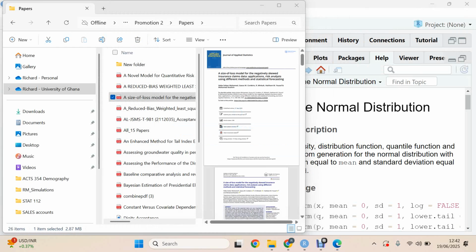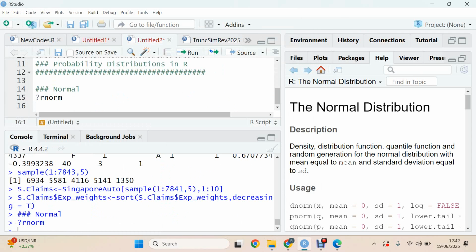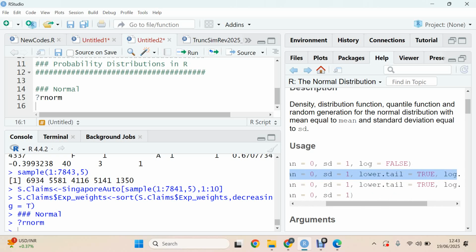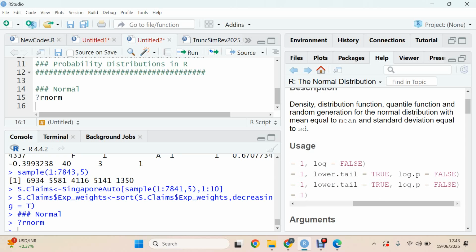Now, this is what I want you to do. We've seen the normal distribution. As I said, D will be density, P will be the distribution function. Remember, you wrote distribution function and then the survivor function. So this P can represent the survivor or the distribution. The key thing there is the argument lower.tail.